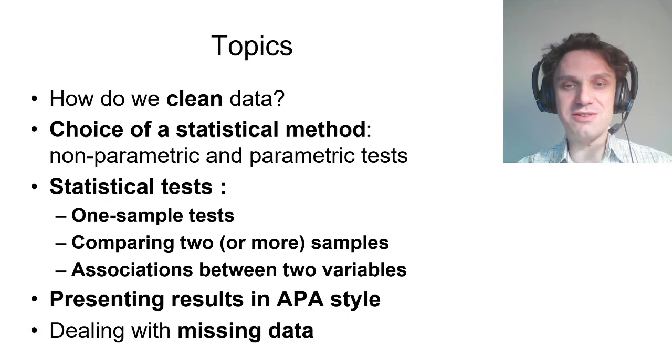And then we'll take a look at tests that involve two or more samples, and I will take a look also at the measures of association between a couple of variables. And finally, we'll discuss how we can present the results of our statistical analysis in APA style. This is the style that we will be asking you to present your data in for your home assignments, just to give you a little bit of chance to practice with APA style.